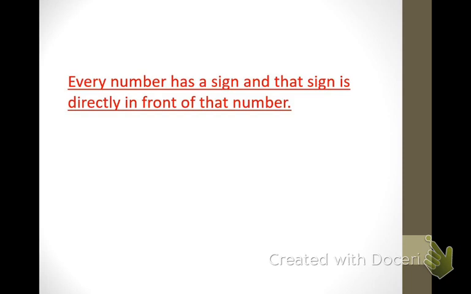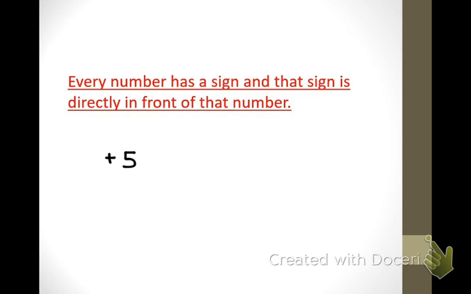For the next part of your notes, I also want you to put this in your red pen. This is something you've got to remember, and something that I think a lot of you guys are a little bit confused on just from what we talked about in class already. Every number has a sign, and that sign is directly in front of that number. Once again, remember, if you see the number 5, even though there's no sign in front of it, we always know it's going to be a positive.